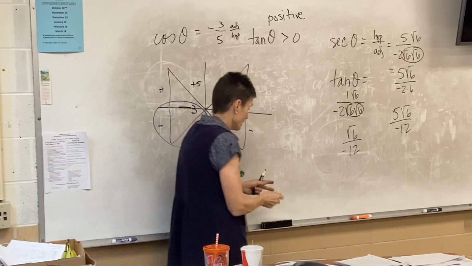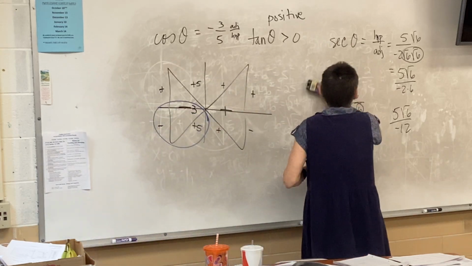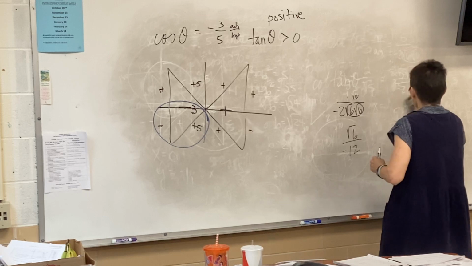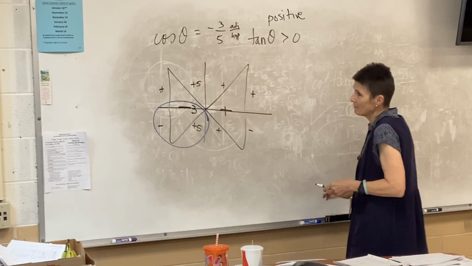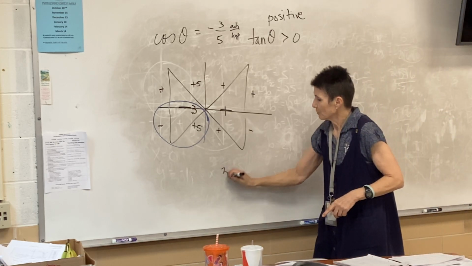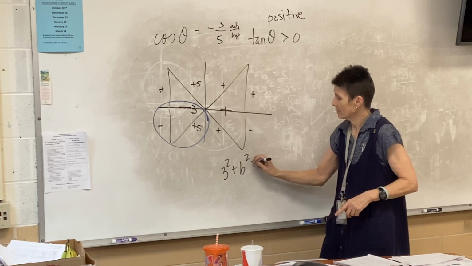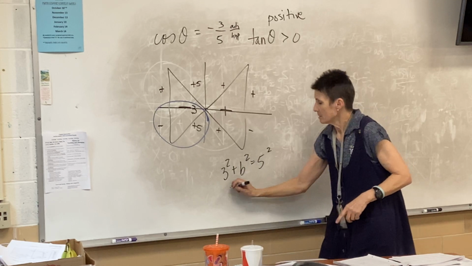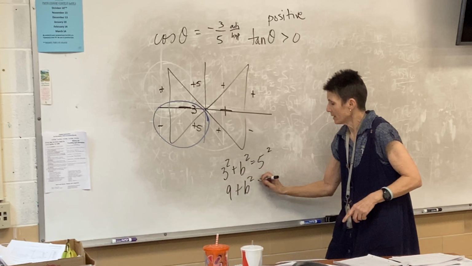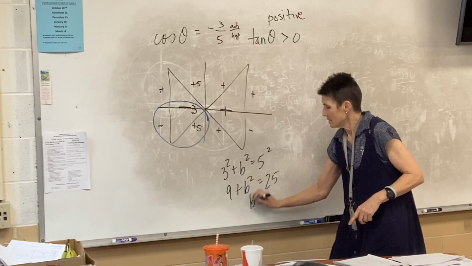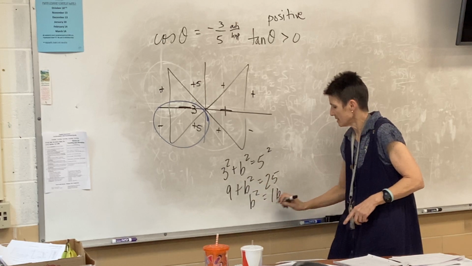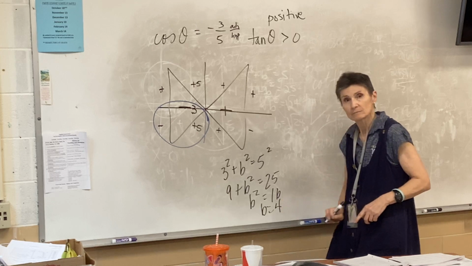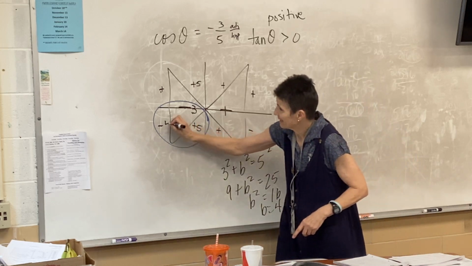Now what am I missing? Well, I am missing my opposite side, so I'll do my Pythagorean theorem. 3 squared plus b squared is 5 squared. So 9 plus b squared is 25. B squared is 16, so b is 4. So this is negative 4.